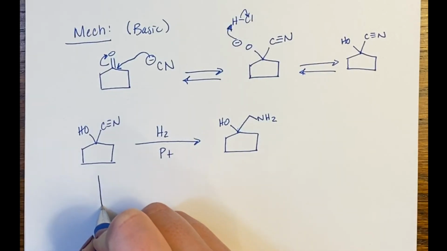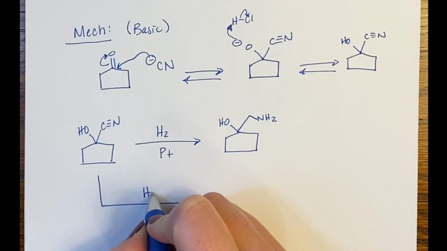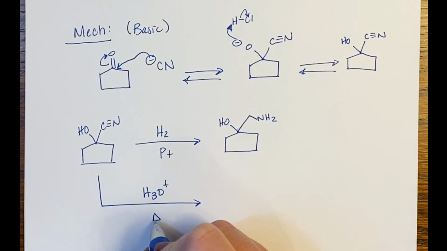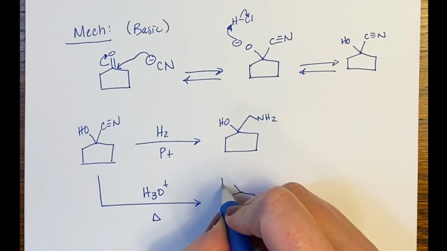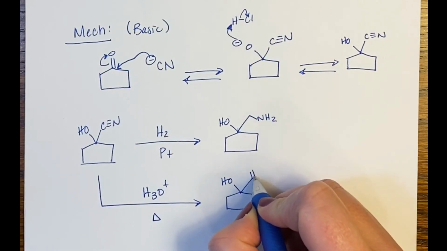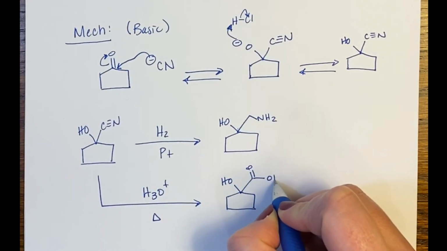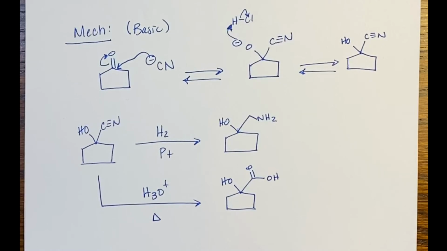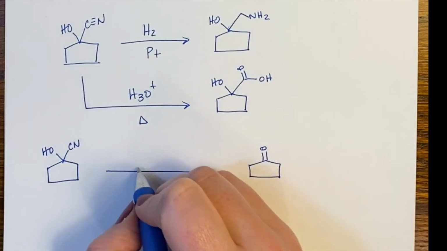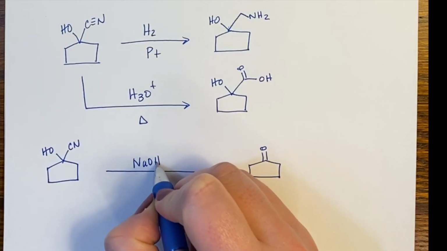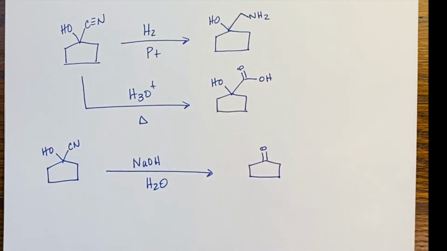I could also take this cyanohydrin and I could do a hydrolysis, H3O plus, and heat. And under the conditions of that reaction, I could get this carboxylic acid. If I want to take this cyanohydrin and I want to go back to the ketone, I'm going to run this reaction in the presence of sodium hydroxide and water in order to get that ketone back.